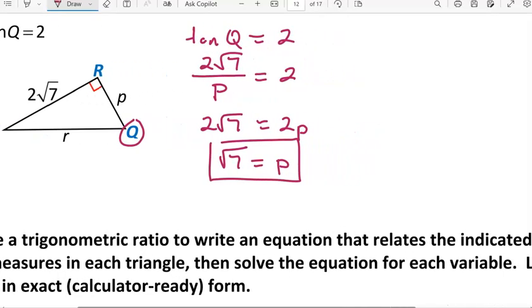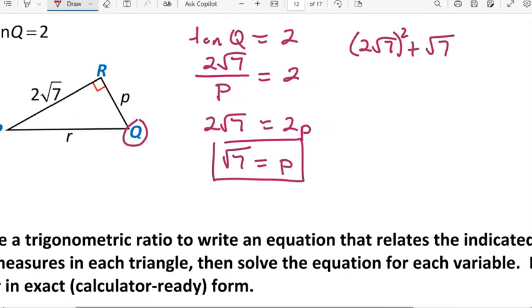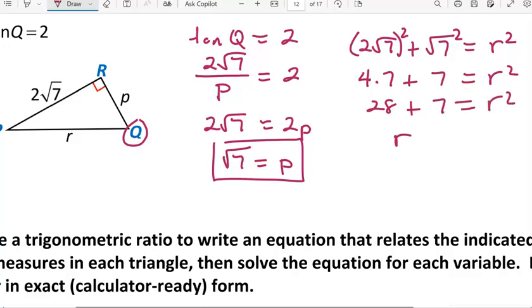From here, since we now have 2 sides that we know, we can find the third side. So one of our legs is 2 times the square root of 7, and the second leg is the square root of 7, and we don't know the hypotenuse r. So 2 times the square root of 7 squared is 4 times 7. Square root of 7 squared is 7. So that gives us 28 plus 7 is r squared. So r squared is 35, and r is the square root of 35.